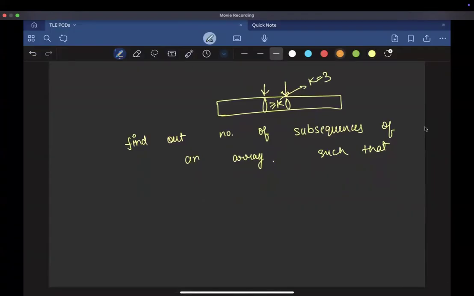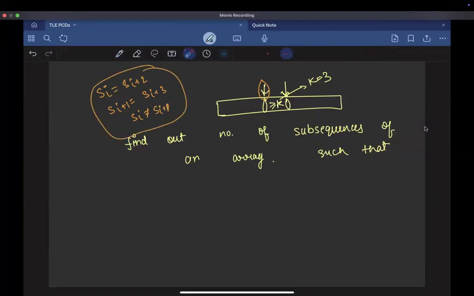And there is just one extra condition for the subsequences that we can choose. Here the condition is that the substring from Si to Si plus 3 satisfies the exact same condition that we had seen earlier. Si should be equal to Si plus 2, Si plus 1 should be equal to Si plus 3, and Si should not be equal to Si plus 1. These three conditions should be satisfied for I, only then it can be picked up. So it became this kind of a problem.